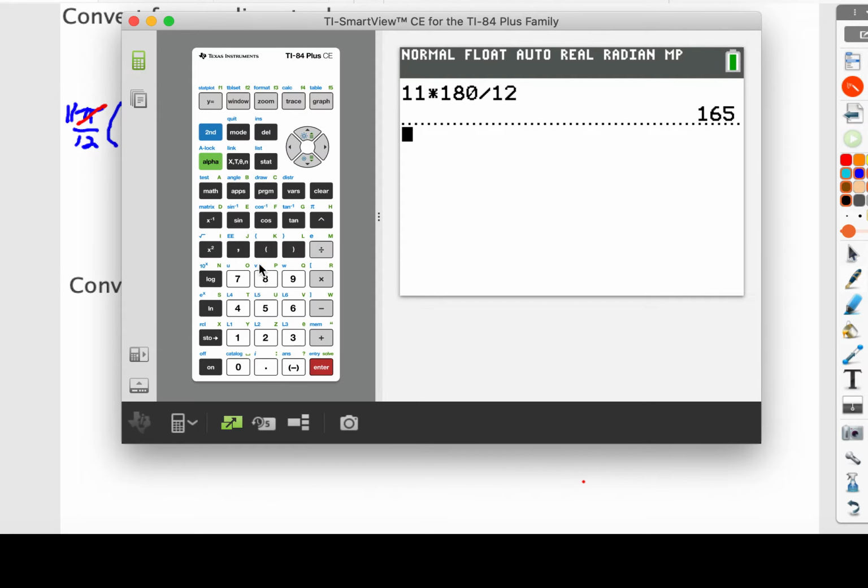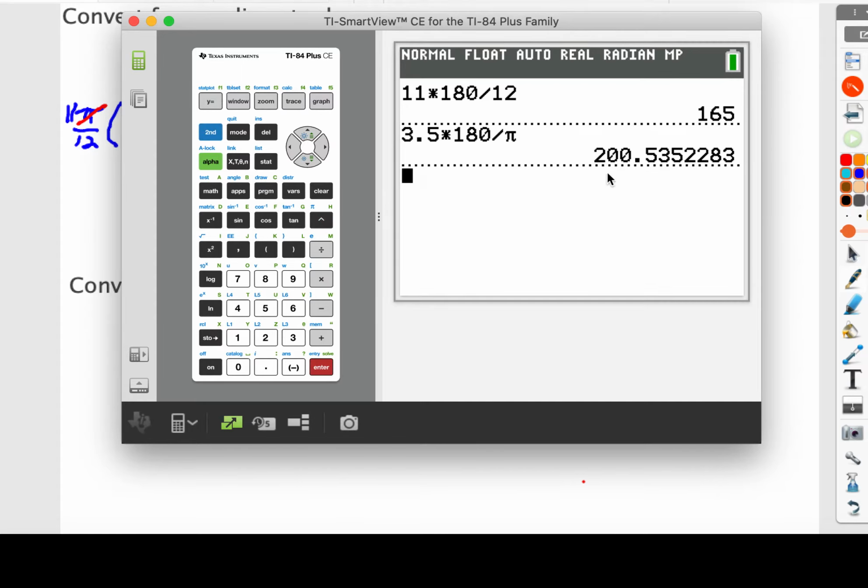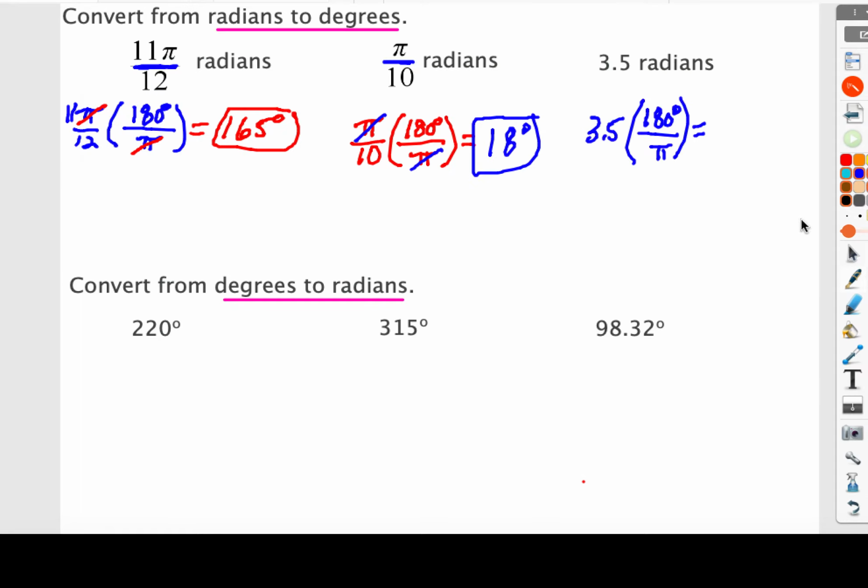And we're going to say 3.5 times 180 divided by pi. And let's make sure we use that pi button right on top of that caret key there. Let's be as accurate as we can be. Looks like that's about 200 degrees, but we'll say 200.535. So we're going to be 200.535 degrees.